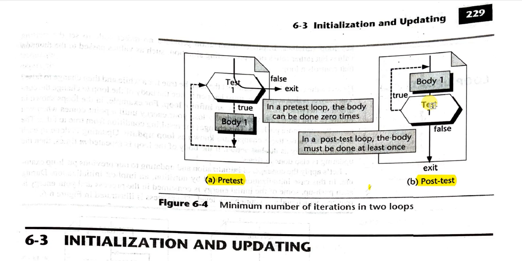So you can conclude that in case of the post-test, the body of the loop must be executed at least once, or I can say that since the design concept of this loop allows you to test the condition after executing the body, the body of the loop is executed at least once, but it is not so in the case of the pre-test loop.